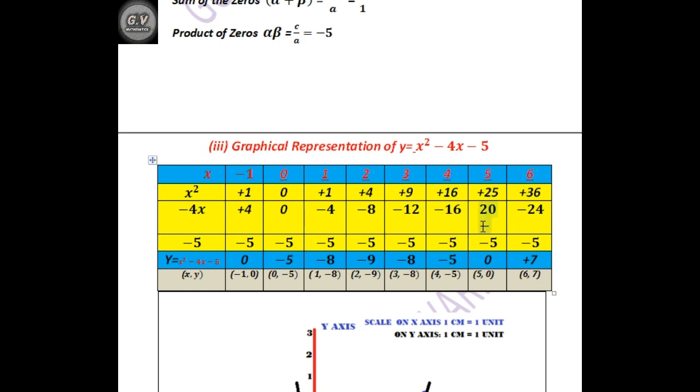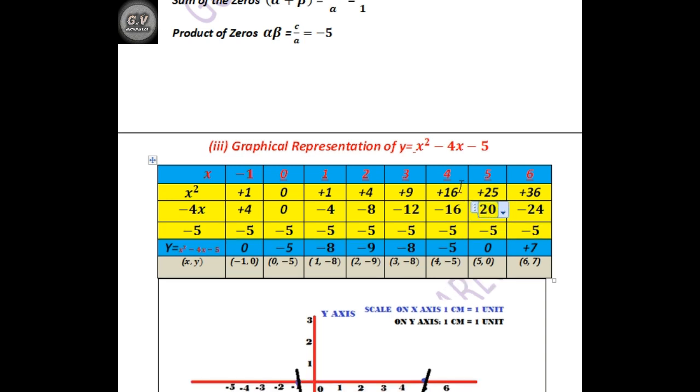25 minus 20. Here it is -20 Nana. -20 and -20 and -5, -25. -25 plus 25, 0. Look at here. -24 minus 5, -29. -29 plus 36, that is 7.